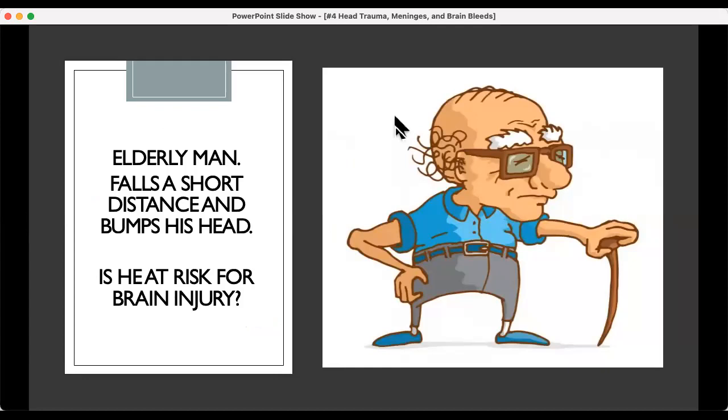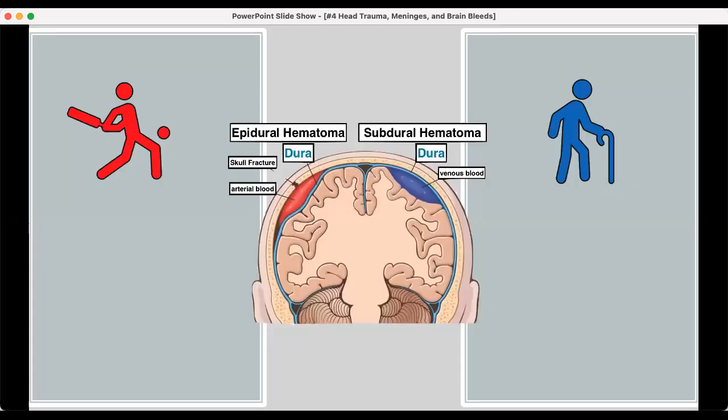Okay, so the next case scenario. Now you have an elderly man. He falls just a very short distance and he bumps his head. There's no active bleeding. He's not even taken to the emergency room. Now, is he at risk for brain injury? All right, so actually, yes, he is also at risk.